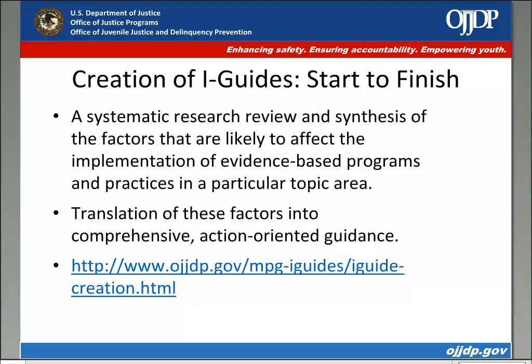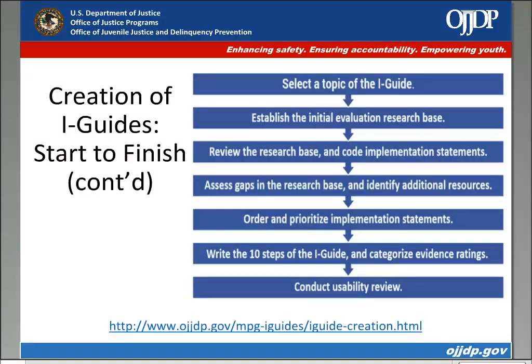So next I'm just going to briefly touch on the process that we use to create each of these I-Guides. DSG conducts a research review and synthesis of the research related to the factors that will likely affect the implementation of programs and practices, and then we translate these factors into this action-oriented guidance. And all the information I'm about to talk about, this is a page on the I-Guides that Denise will show you. And this is actually what the page looks like. What the slide illustrates is the process that was established to create each I-Guide.